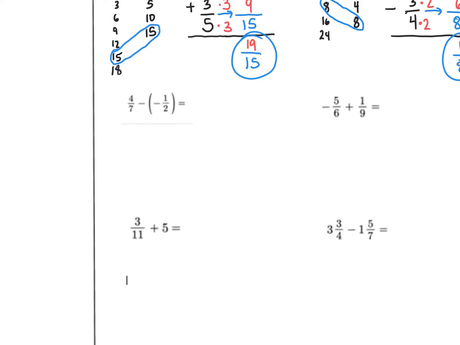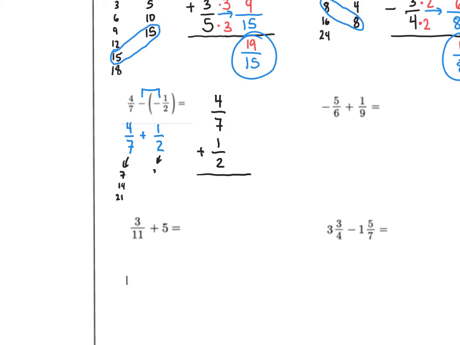All right, this next guy, we notice that we're subtracting a negative. And to set this up, what we want to do is rewrite this before we start as 4/7 plus 1/2. All right? And since I like doing my fractions vertically, I'm going to set that up, 4/7 plus 1/2. Oops, I don't know why I put that little sign there.